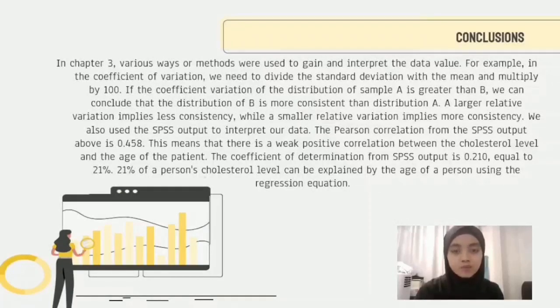We also use the SPSS output to interpret our data. The Pearson correlation from the SPSS output above is 0.458. This means that there is a weak positive correlation between the cholesterol level and the age of the patient. The coefficient of determination of the SPSS output is 0.210, equal to 21%, and 21% of a person's cholesterol level can be explained by the age of the person using the regression equation.